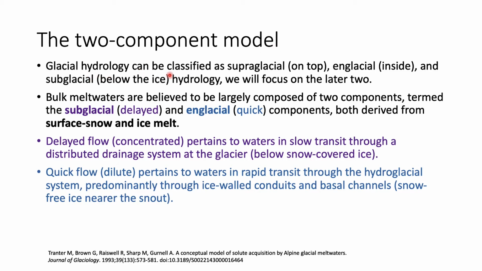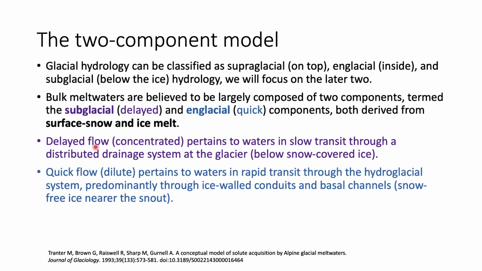The glacial hydrology can be classified as superglacial, that is at the top, then englacial, that is inside, and subglacial, that is below the ice hydrology. But here we will mainly focus on the englacial and subglacial regions. So the bulk meltwaters are believed to be largely composed of two components. They are termed as the subglacial, or sometimes people call this the delayed one, and englacial, which is called the quick component. Both are derived from surface snow and ice melt.